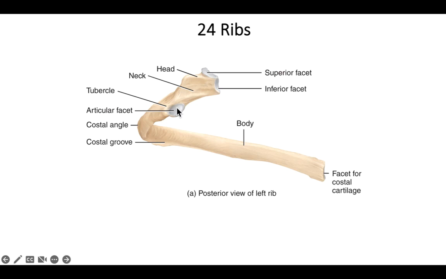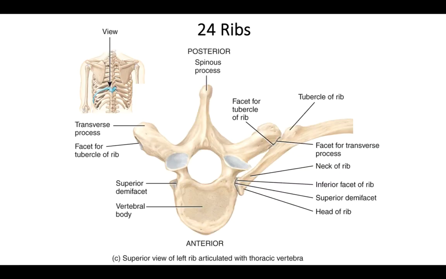So how does this attachment work? The best picture I could show you is this. This is a superior view, so we're above looking down. This is obviously a thoracic vertebra. Here is the end of the rib. The other end of the rib came around to the front and attached to, let's just say, costal cartilage. There's the little knob with a facet.